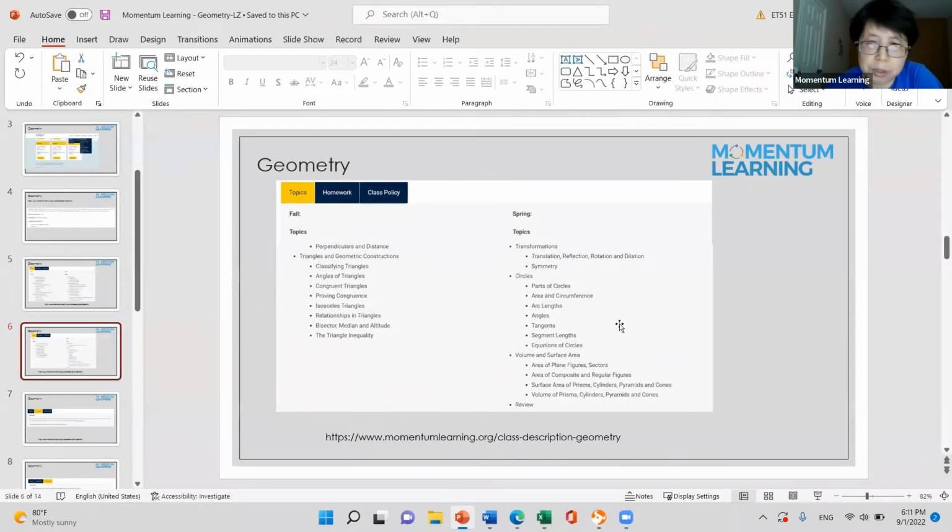That's a continuation of the spring. And we're going to learn the transformations. The students get confused easily here, but it's important because we also apply the transformations to algebra 1, algebra 2, and the circles, and volume and the surface, and the 3D figures.